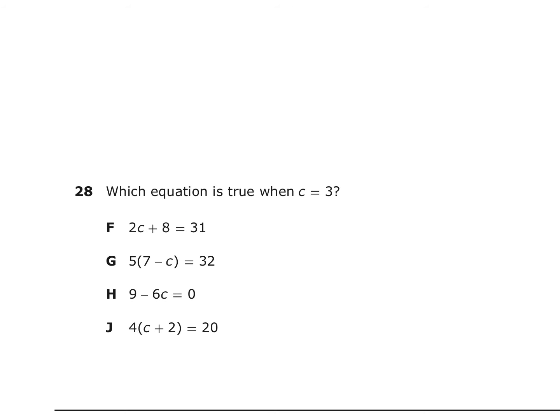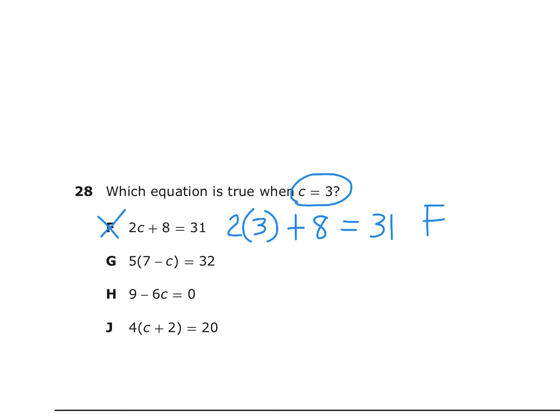So number 28, it says which equation is true when c equals 3? So we have to evaluate these using 3 for c in each one. In the first answer, we're going to take 2 times the value of c, which is 3, plus 8, and see if that gives you 31. Well, 2 times 3 is 6, and 6 plus 8 is 14, so that is not true. That is actually false. So we're going to rule out that one.